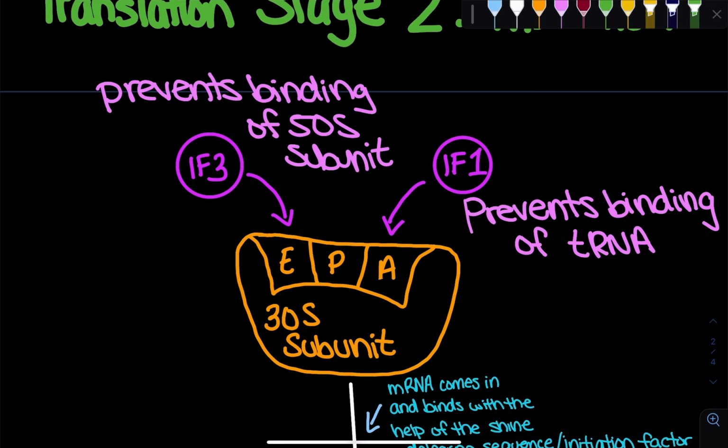The 30S subunit has 3 sites. It has the E, the P, and the A site. The A site is the amino acid carrier site, P is the peptidyl site, and E is the exit site.